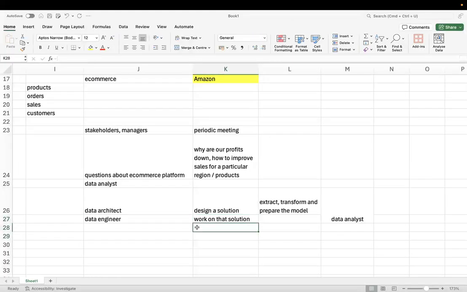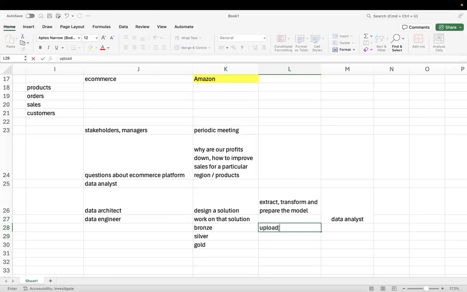So when the solution is decided, the data engineer is going to work on this pipeline and he is going to create this. So in the bronze layer, what the data engineer is going to do is he is going to upload.